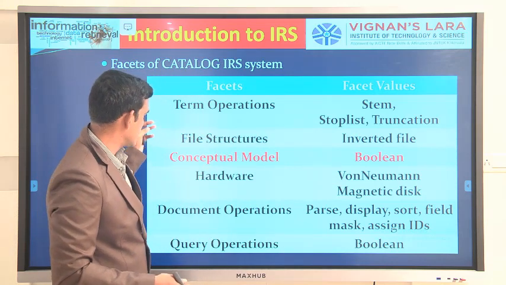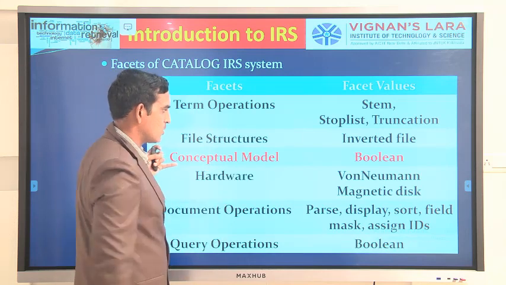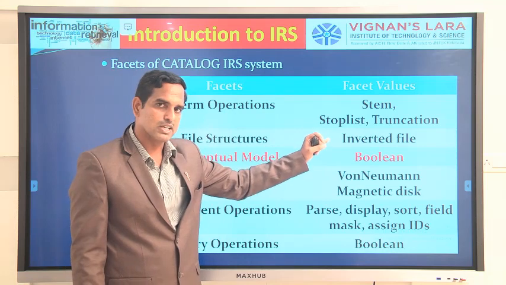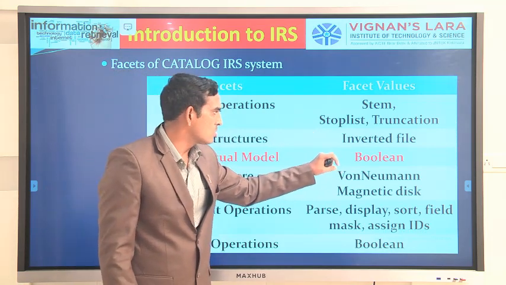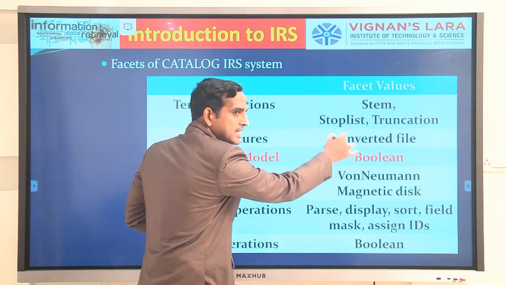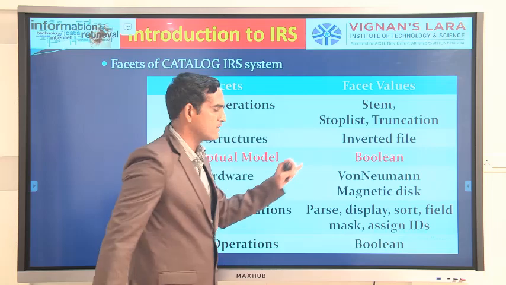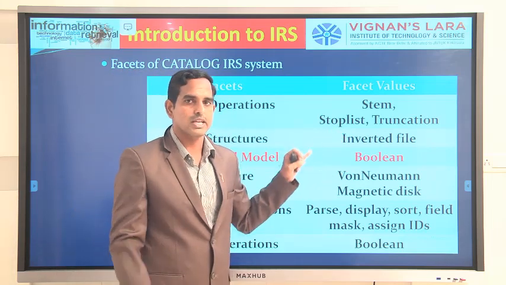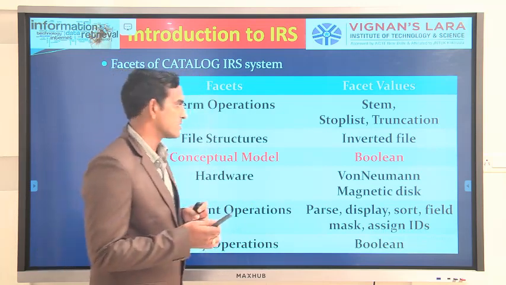So far we have seen three things. The first one is hardware, where we'll be using the von Neumann architecture and magnetic disk. The second one is the file structure, where we'll be using the inverted file. The third one is the conceptual model, the Boolean. So the Boolean model and the inverted file are interrelated here, and you should understand this. The Boolean conceptual model will be using the inverted file to store the keywords of the documents present in the information retrieval system.